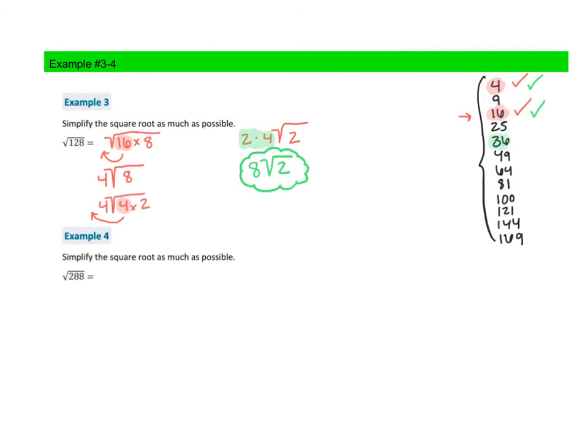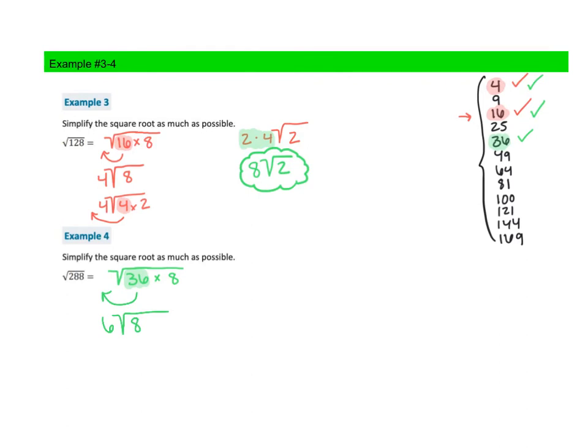I think I'm going to work with 36. That's a pretty big number. So the square root of 288 is the same as 36 times 8 on the inside. Okay? The first thing I want to do is break down this square root, this perfect square, which was 36, and move it to the outside. So the square root of 36 is 6. So I move that to the outside. Now I just have an 8 on the inside.